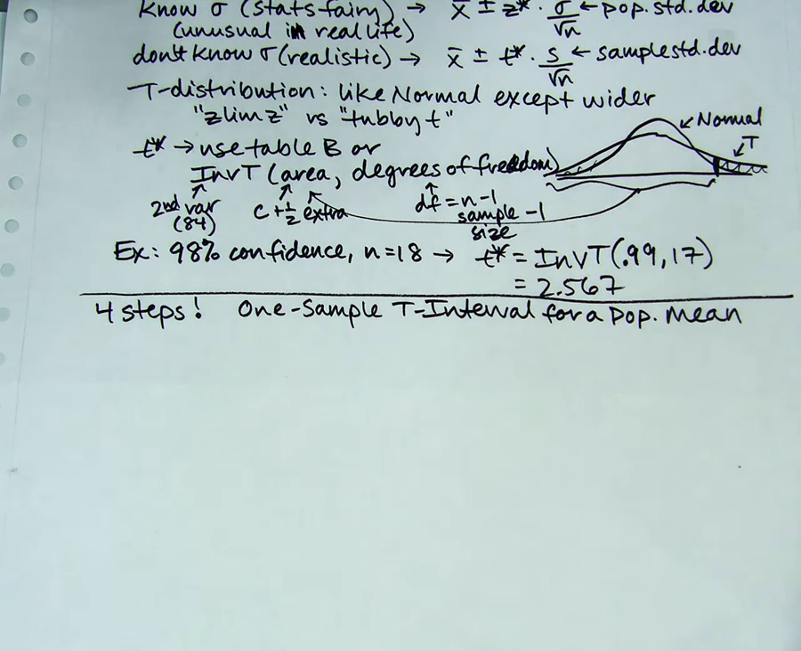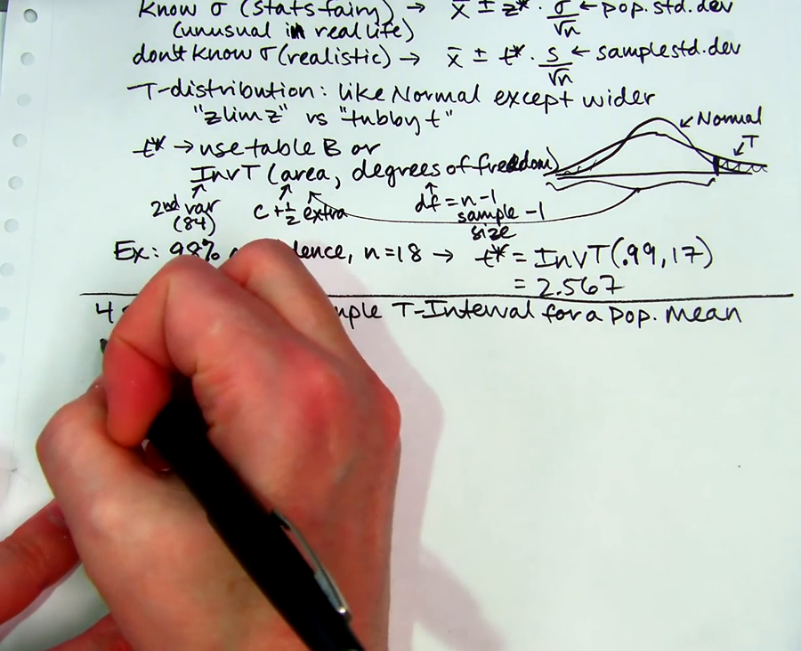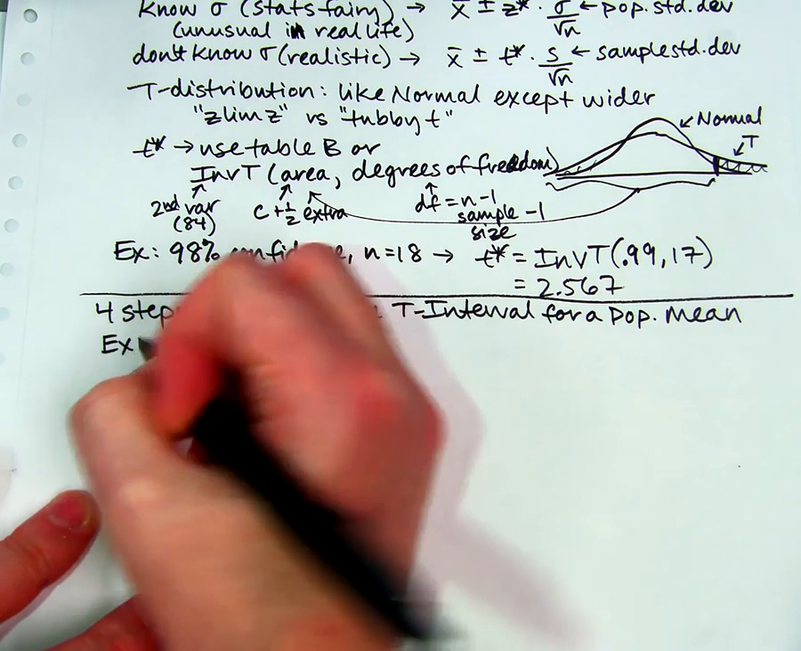Or you could say for mu, and that would be fine. We're estimating mu with this interval. And I'm going to just do the 4 steps with an example and talk you through them as we go.